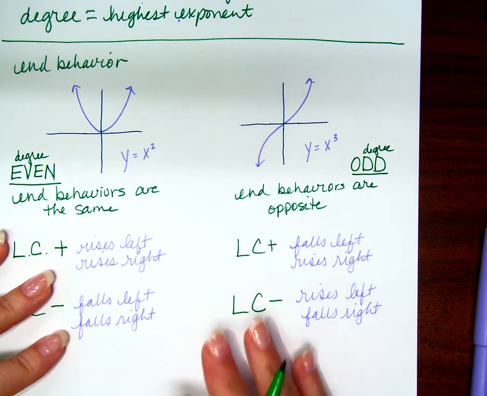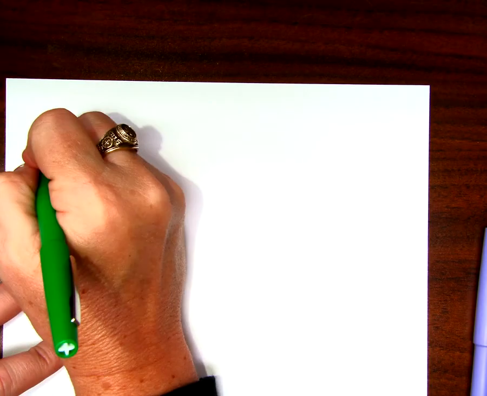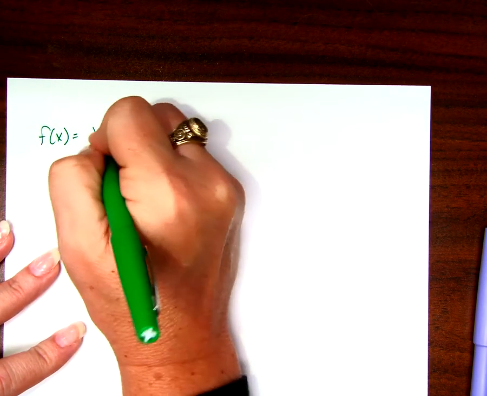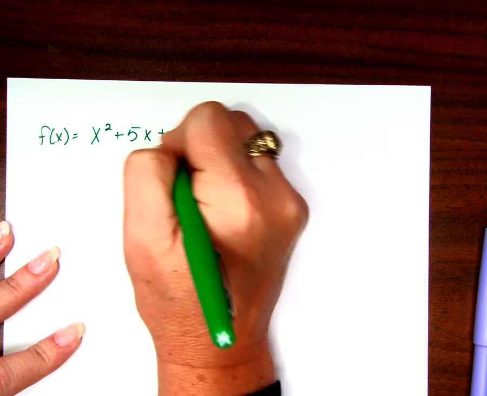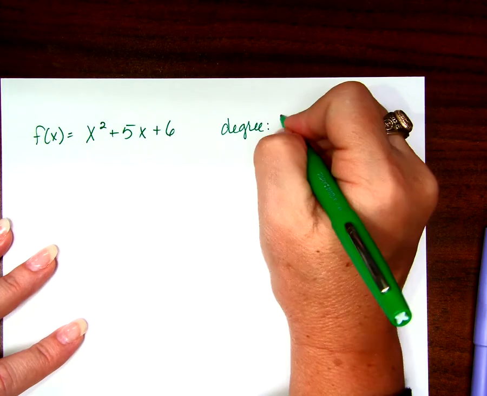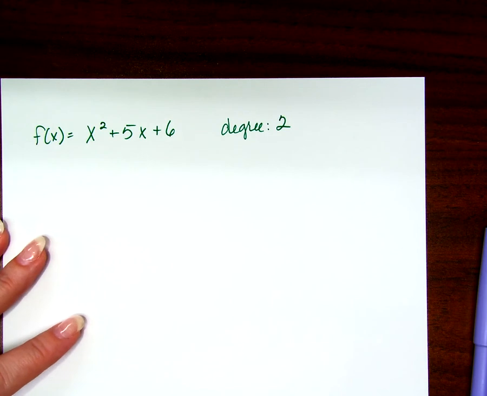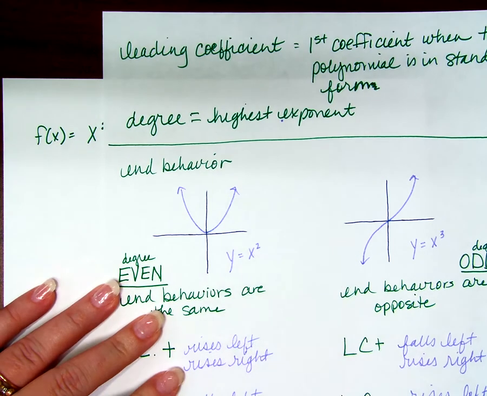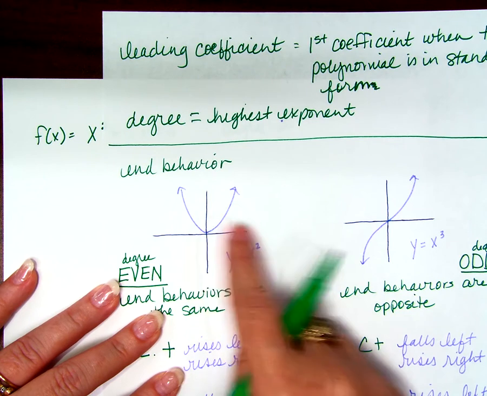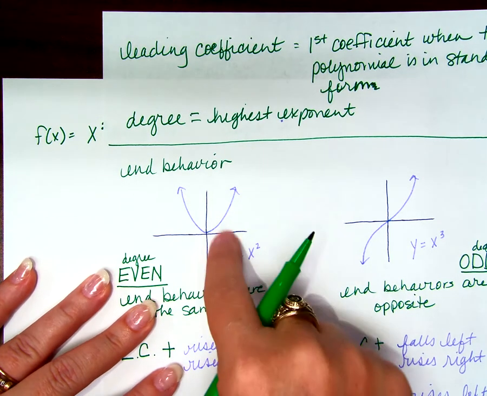Now let's talk about what's happening in the middle. What's happening in the middle is really based upon the degree. For example, if I have f of x equals x squared plus 5x plus 6, tell me what the degree is. 2, right? Now, what shape is this, by the way? It's a quadratic, so it's a parabola, right? So, looking back here, I know that it looks something like this. Now, this is pretty much the parent function, so it's not exactly here, but it's somewhere, and it's shaped like that, isn't it?